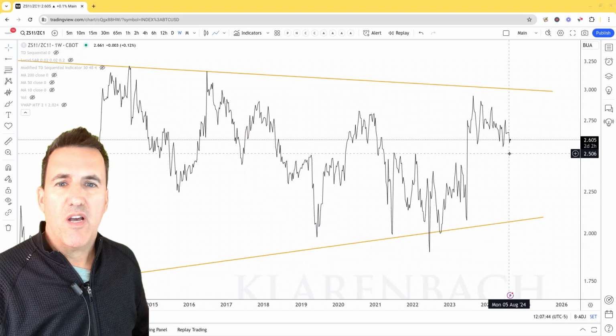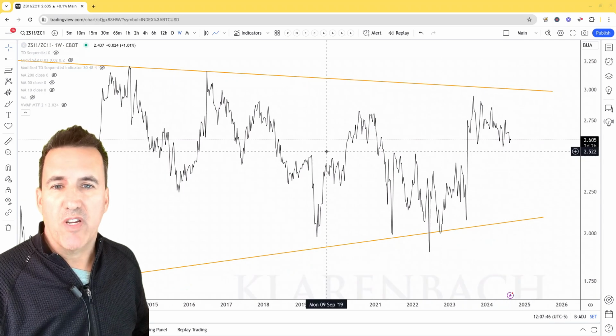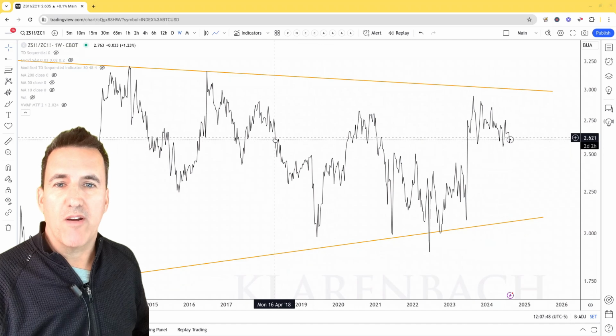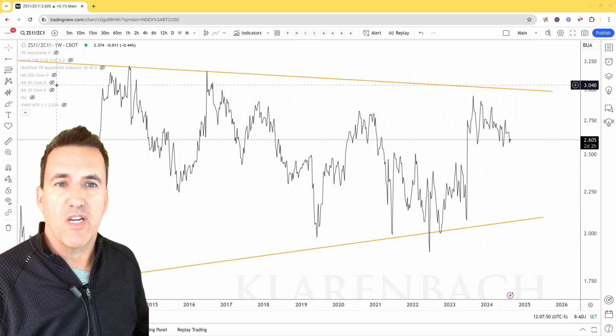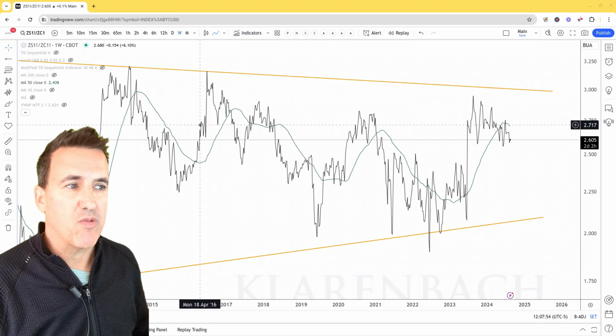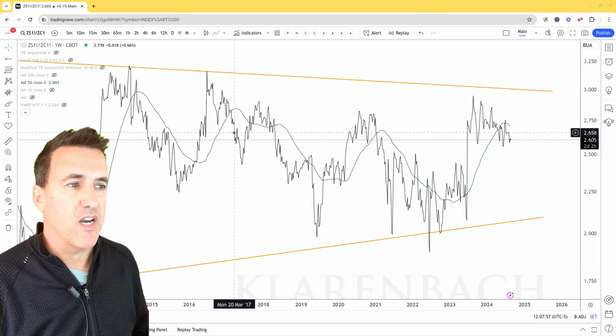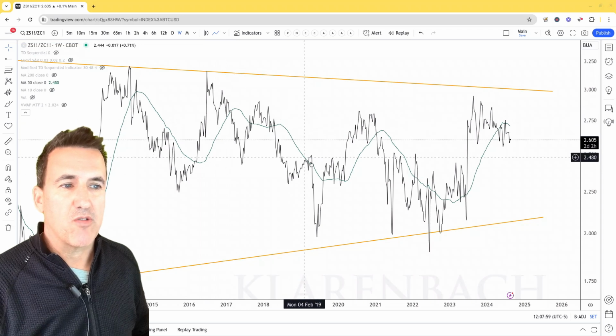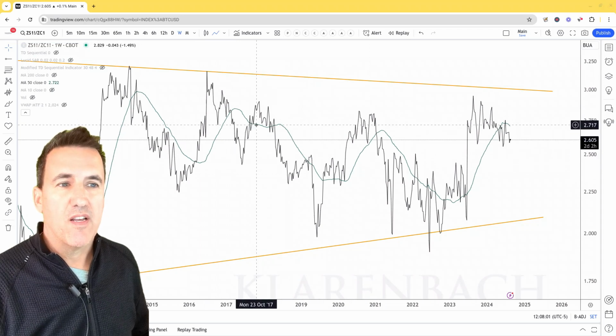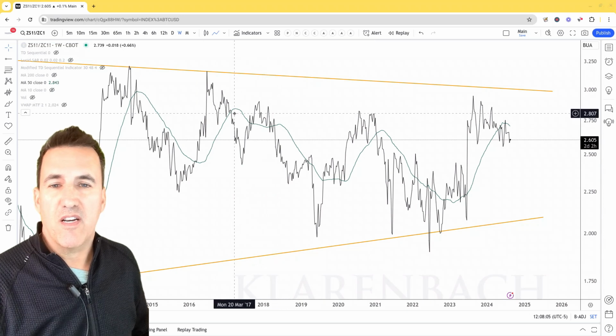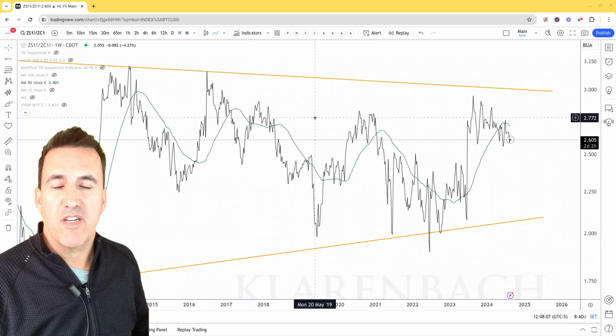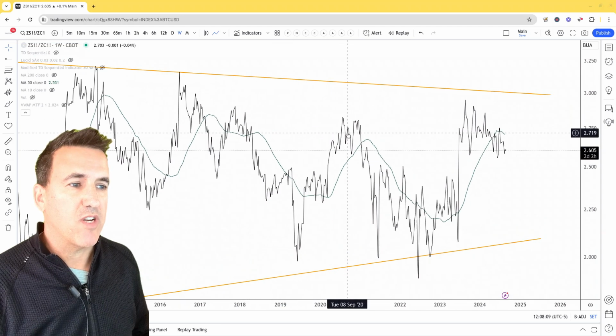Now, as a market technician, we like using our moving averages to indicate where the trend is going. Now I'm just going to put on the 50. This is the 50-week moving average. This is the weekly chart. And we can see here, this green line here, you can see when the price has risen above or below that moving average, it's signaled a trend change. So it's really interesting to watch that.